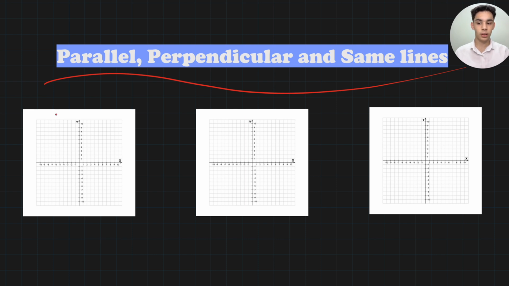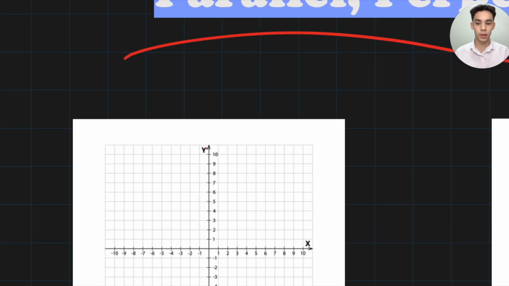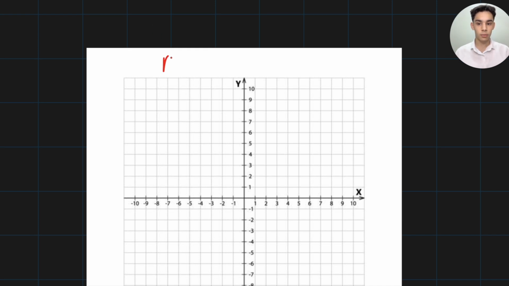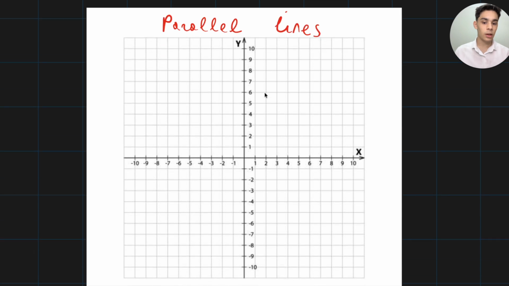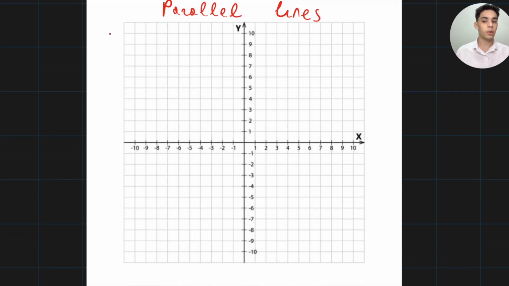First, we will discuss what parallel lines are. Let me just write in here, parallel lines. Now, from our last lesson, you should already remember that a line has an equation formula which was y equals to mx plus b. This was a standard equation formula. And in this case, parallel lines are just a set of two lines.